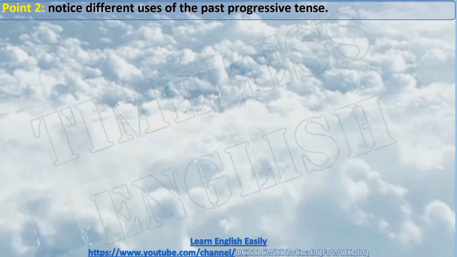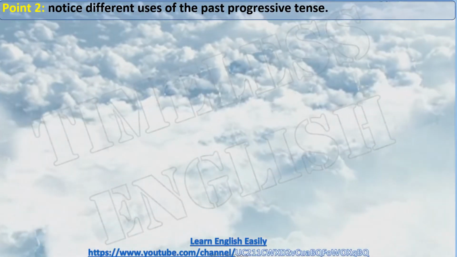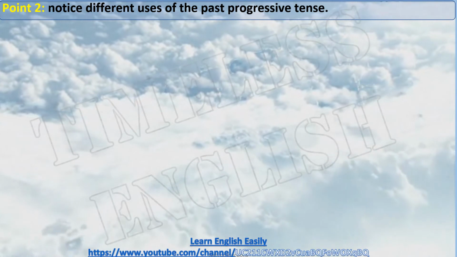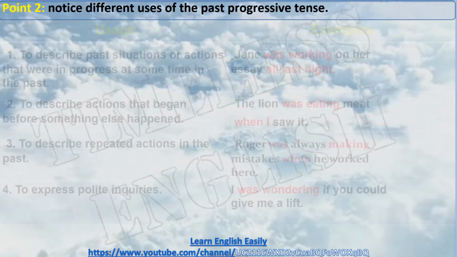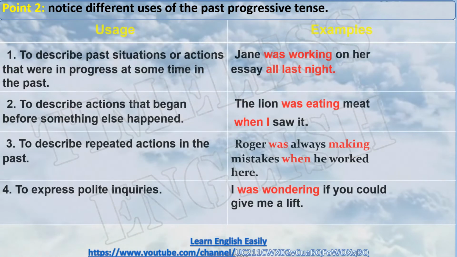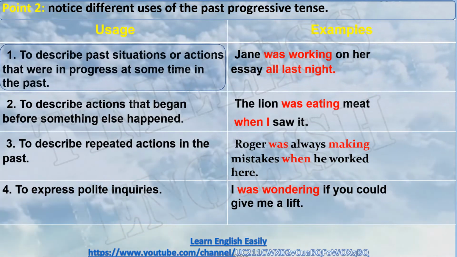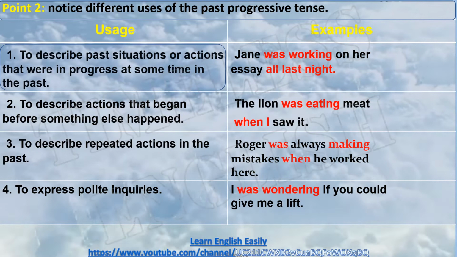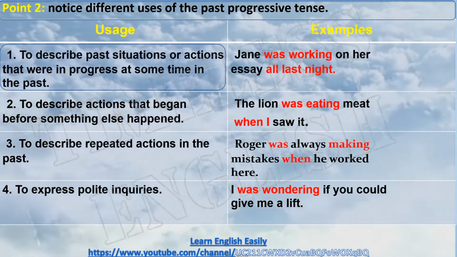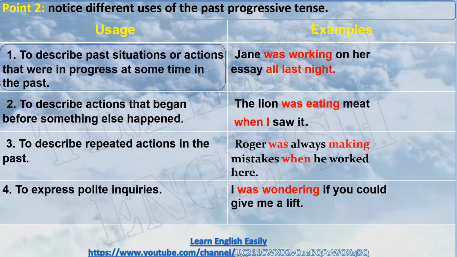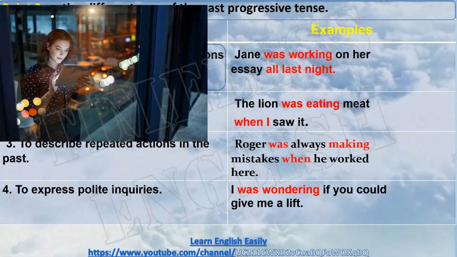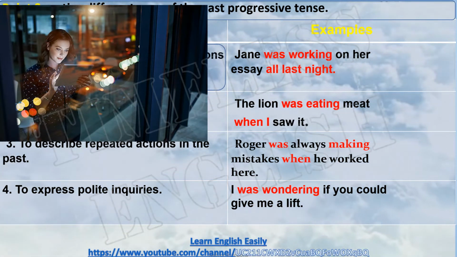Point 2. Notice different uses of the past progressive tense. Number 1. Use past progressive to describe past situations or actions that were in progress at some time in the past. Example: Jane was working on her essay all last night.